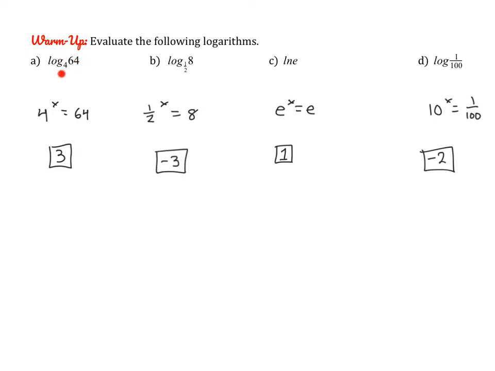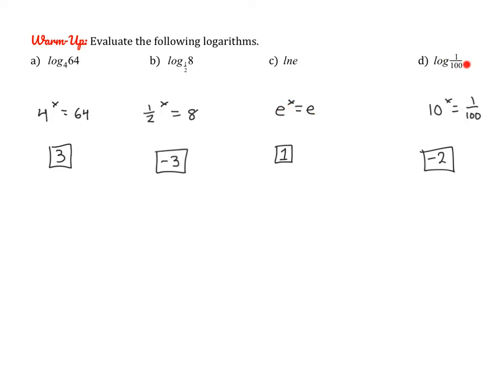Remember that logarithms define exponents, so this is essentially saying if 4 is the base and 64 is the result, what is the exponent? So the first one, it's 3. For the second one, if you have 1/2 to what power is 8, we can see that we need a negative exponent to cause that reciprocal, and then we cube it, so -3. Here, remember, this is a natural log, so the base is e, so e to what power is e? Well, it must be 1.